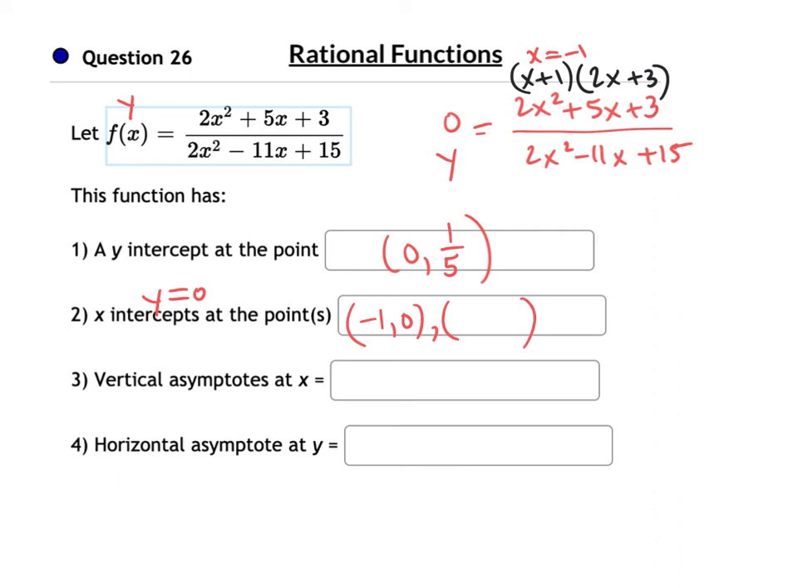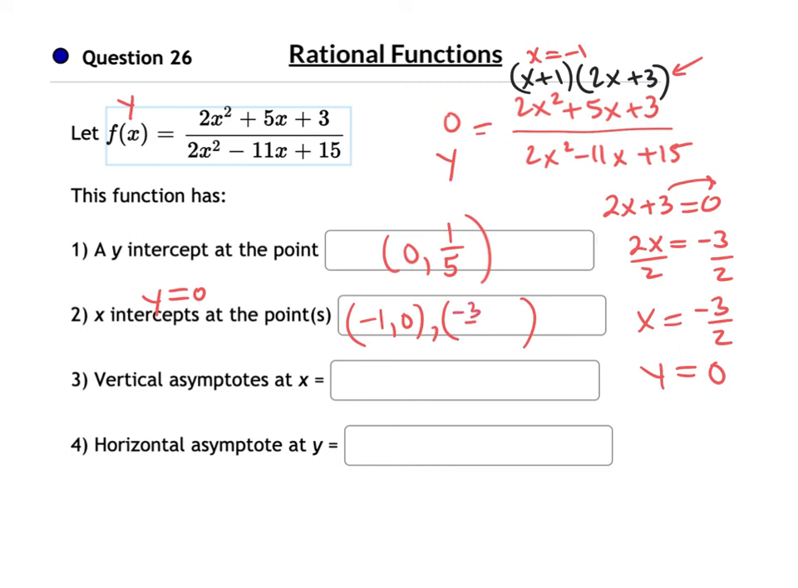And the other x-intercept comes from 2x plus 3. What makes 2x plus 3 zero? When is 2x plus 3 zero? Move the 3 over. 2x equals -3, divide by 2, divide by 2. Whenever x is -3 halves, we get y equals 0. -3 halves, comma 0 is our other x-intercept.